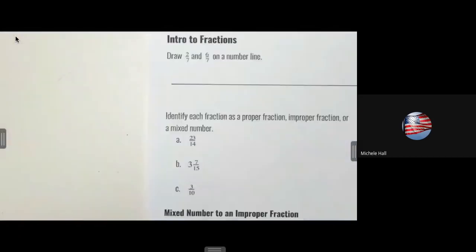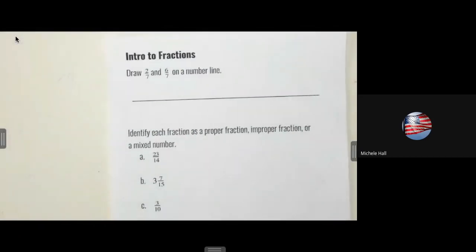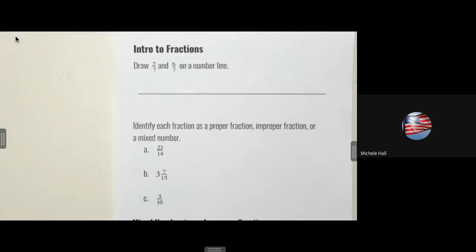Let's look at this. Draw a number line with 2/7 and 6/7 on it. Is 2/7 greater than 1 or less than 1? How about 6/7? Is 6/7 greater than 1 or less than 1? They're both less than 1. They're not improper. If they were improper, then I would know they're more than 1.